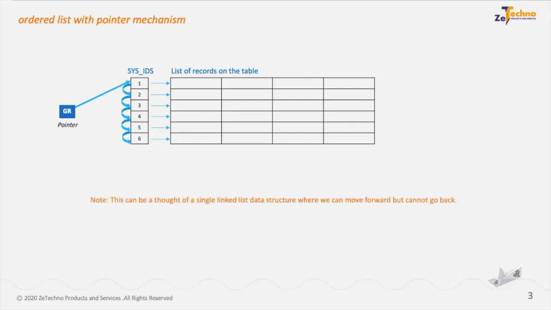And that's where the node statement comes in. If you know the concepts of data structures, it can be considered as a singly linked list, which contains the address only to the forward node. It does not know how to go back. It will just go forward, and you can traverse all the records in that data set. So that is what the ordered list with pointer mechanism means overall.